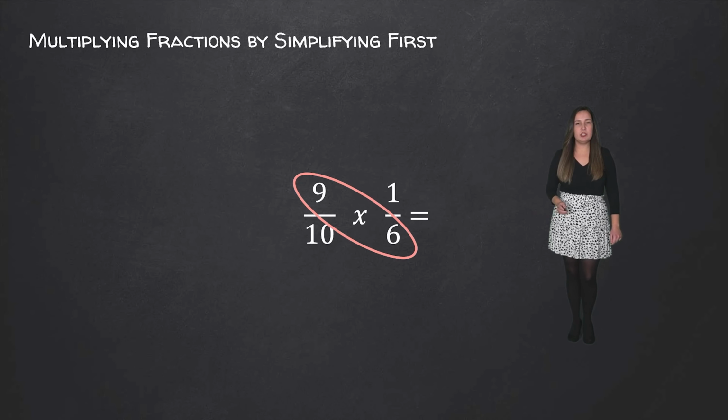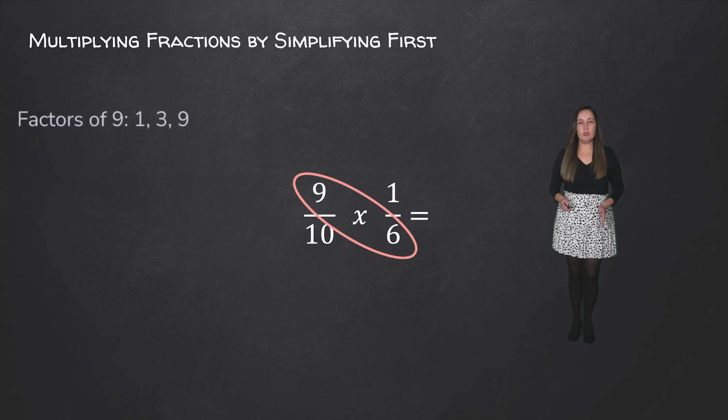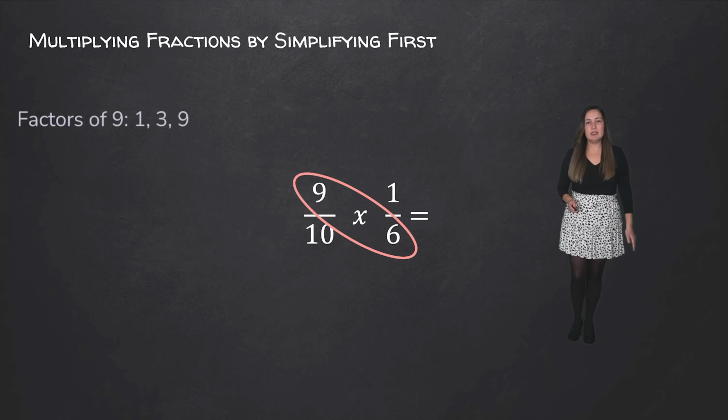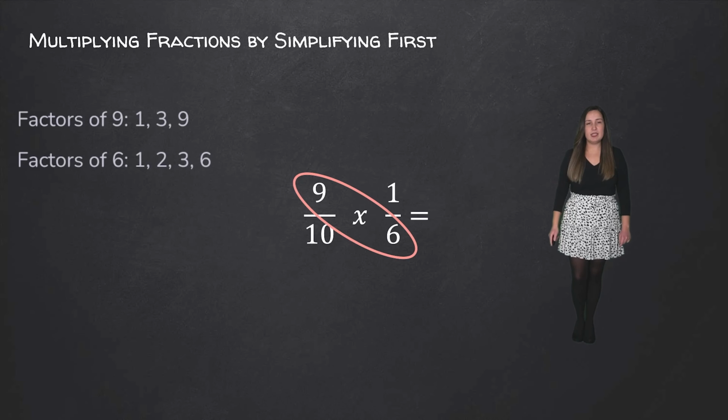And what we're going to do is write out the factors of 9 and 6. So the factors of 9 are 1, 3, and 9. And that's because 1 times 9 is equal to 9, and 3 times 3 is equal to 9. And our factors of 6 are 1, 2, 3, 6. And that's because 1 times 6 is equal to 6, and 2 times 3 is equal to 6.